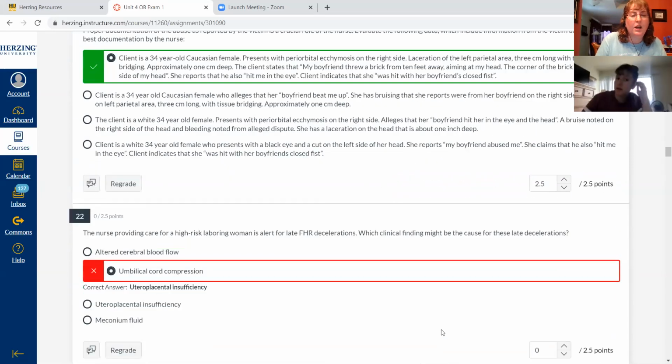All right, and then here's the fetal heart rate decelerations. A nurse providing care for someone with that, which clinical finding might be the cause of a late decel? Do you remember when Dr. Silva was here and she was talking about all those decels and these different fetal heart rate patterns? Remember she said to think of the stages of when the baby comes out. And what's the last thing that comes out? Placenta. Right, so that's what you should think of with this one. I thought that was a good way to remember that.